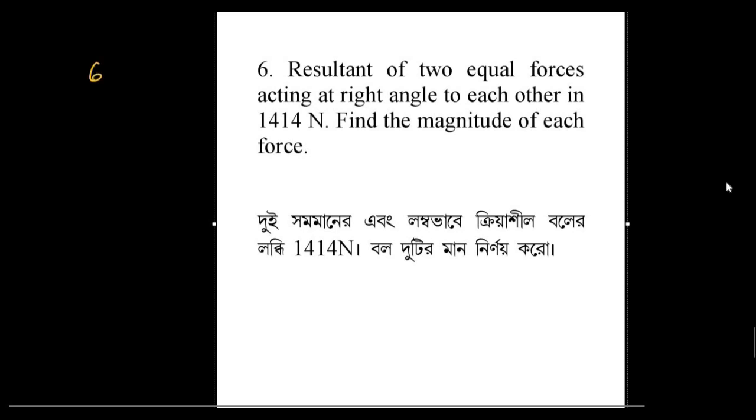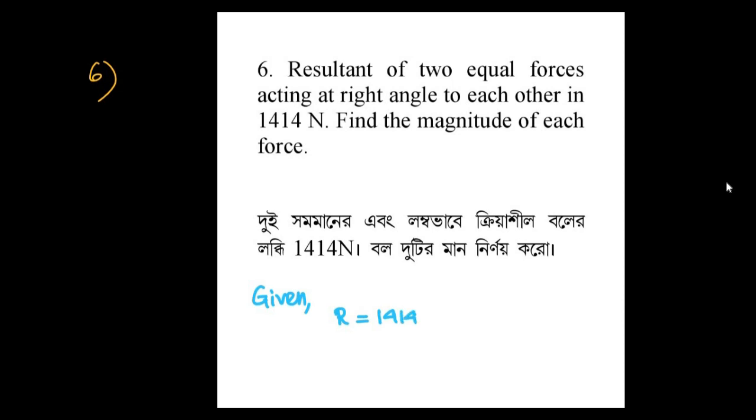Numerical number 6. Resultant of two equal forces acting at right angle to each other is 1414 Newton. Find the magnitude of each force. According to this numerical, what are given? Two equal forces are given and the magnitude of their resultant is also given.